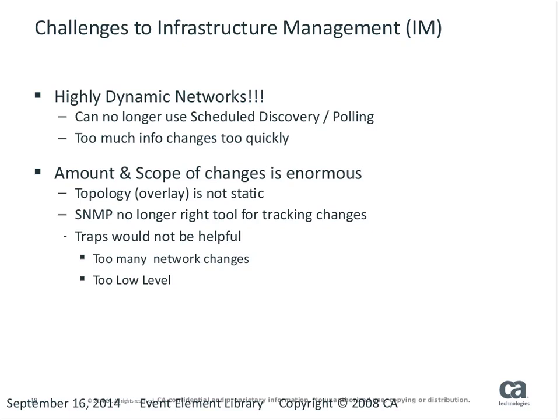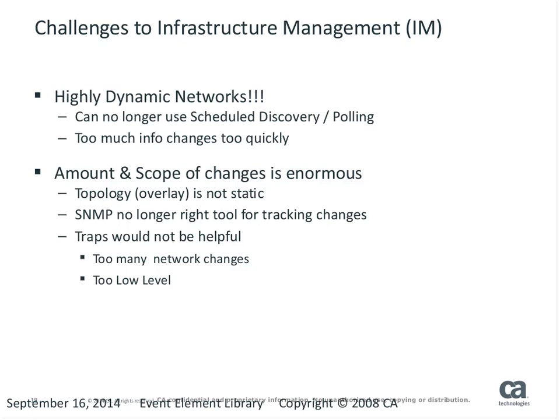The amount and the scope of changes is enormous. Years ago, topology was determined by the way that cables were plugged into Ethernet ports. The physical topology was the layer 2 topology, and it was originally static. That's no longer true. Topology, at least the overlay topology in SDN networks, is not static at all. It's highly dynamic and can change quite frequently throughout the day, as workloads need to move around. That's a major change to the way networks are provisioned and deployed. And in our opinion, certainly my opinion, SNMP may no longer be the right tool for tracking this level of change.